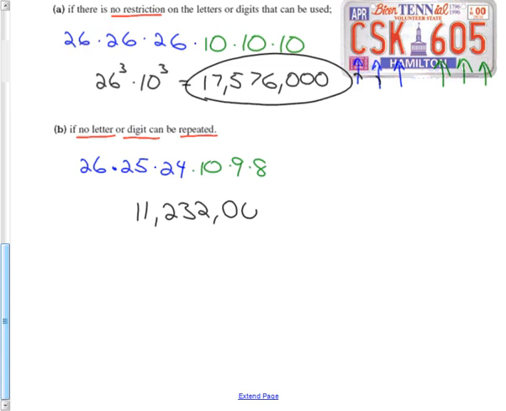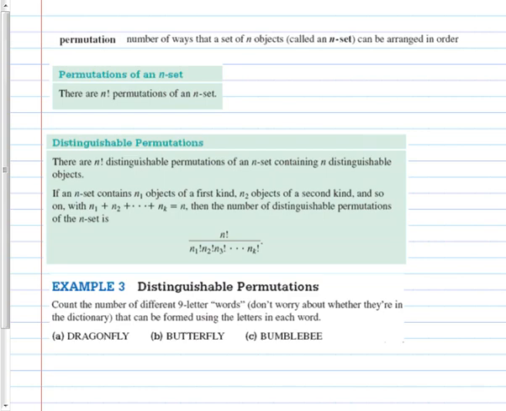11,252,000. So a few less, still a lot of license plates, but a few less if you restrict it. So in order to count, we just figure out the number of ways I can do one thing, times the number of ways I can do the next thing, times, we just multiply it all down. That is called a permutation, when we want to know the number of ways we can arrange n objects, or the order that they can happen.